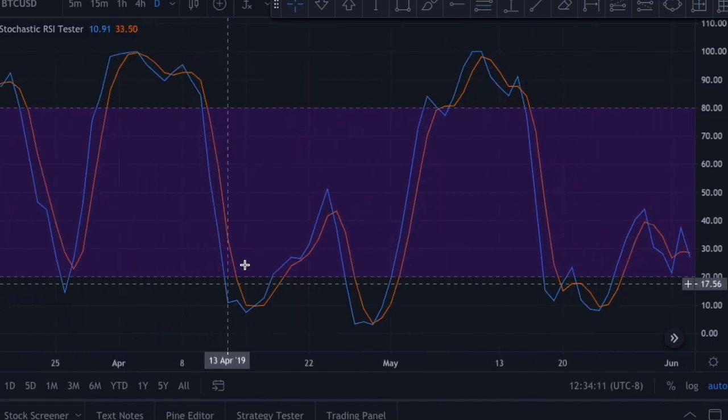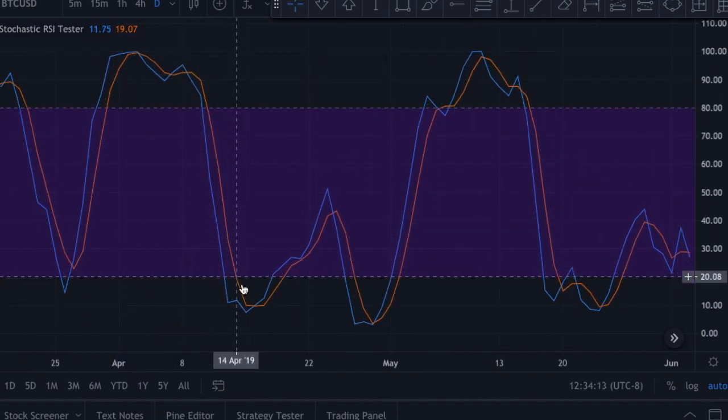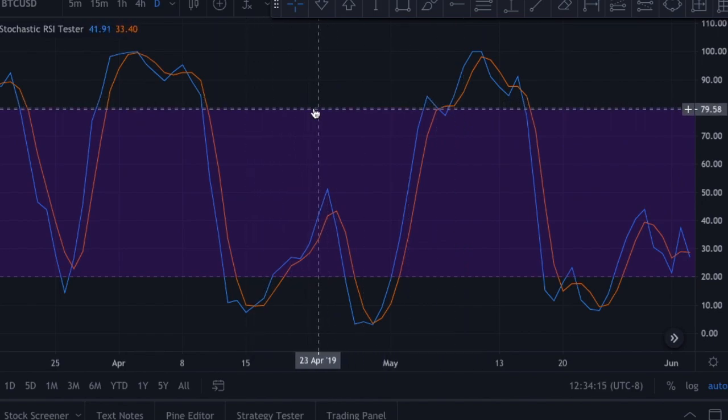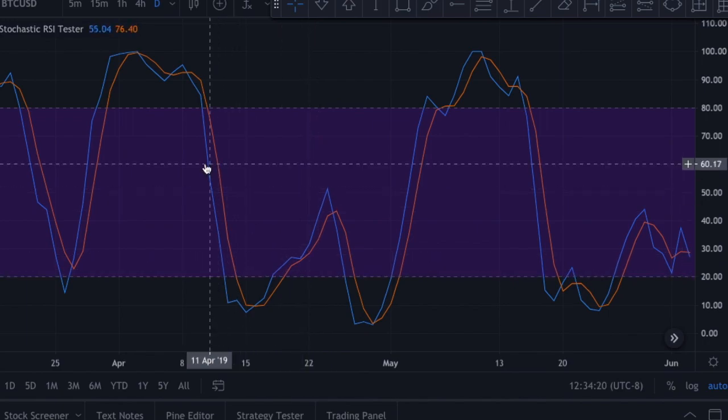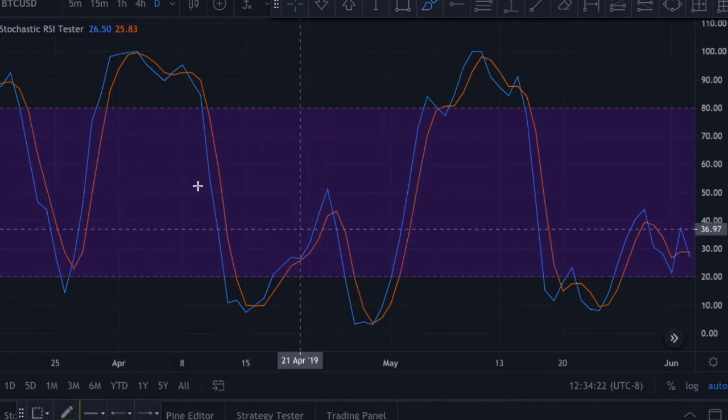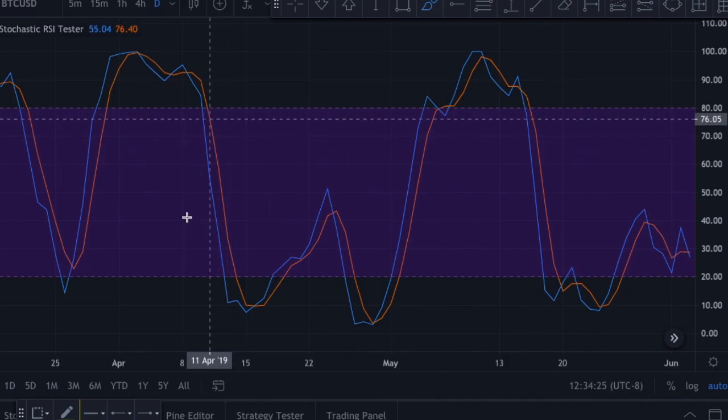So the indicator has two lines, right? This blue line, this orange line, and then it's got two bands. It's got the top band set at 80 and the bottom band down here set at 20. Okay. So what we're trying to do is we want to find out what's the best signal to use. Okay. So let's kind of break this down.